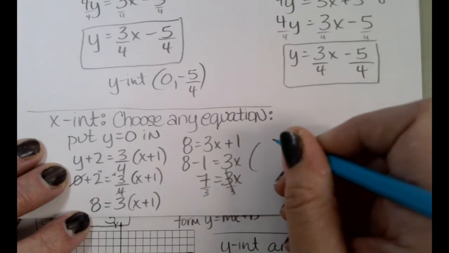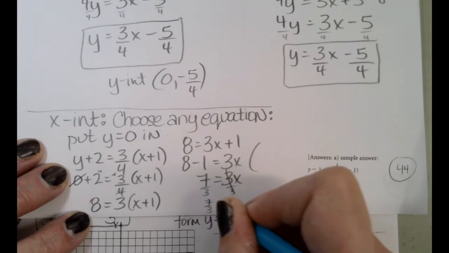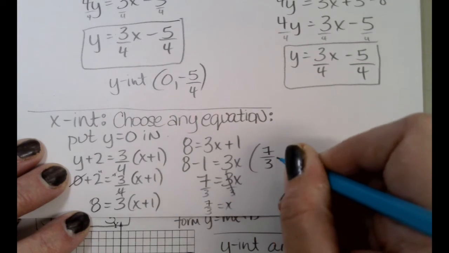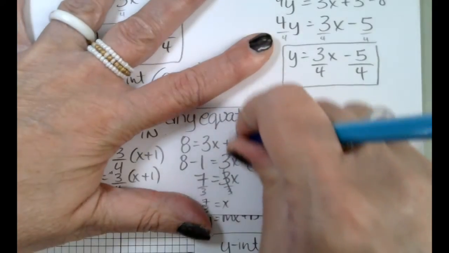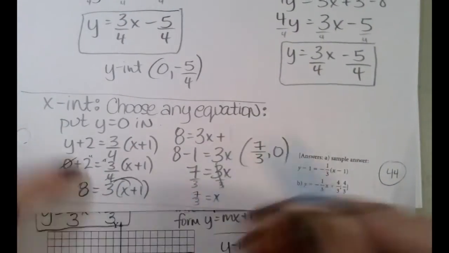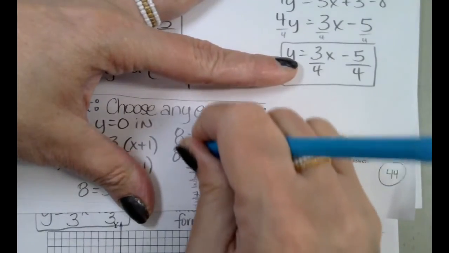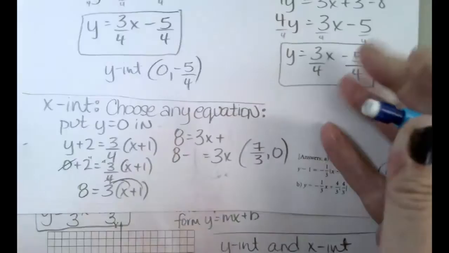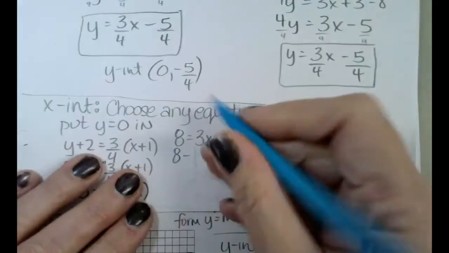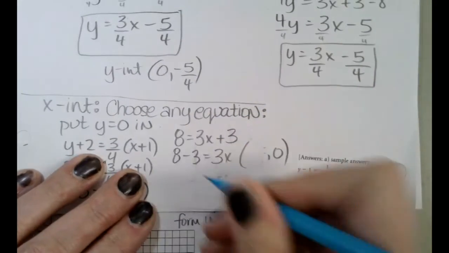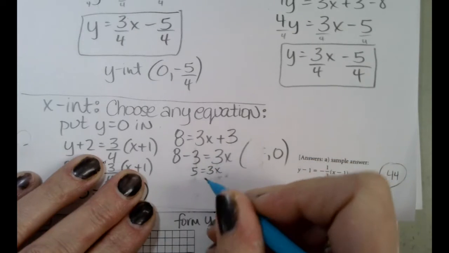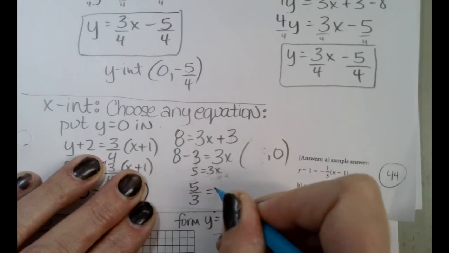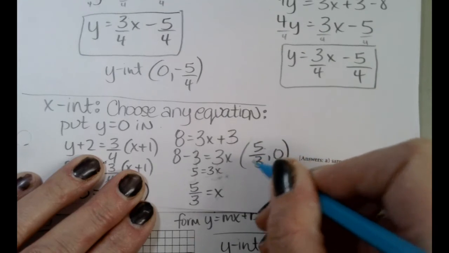And I get 7/3 equaling x. So did I miss it? Oh, yes, I did. There we go. I forgot to distribute properly. Good job. Let me fix that. And 3x through 3, that means I'm going to subtract 3. I get a 5 instead of a 7. Doesn't end up giving me anything that's prettier. But at least it gives me the right answer now.